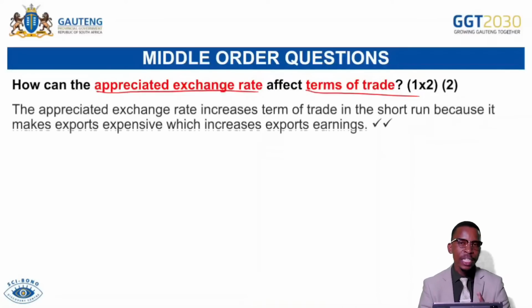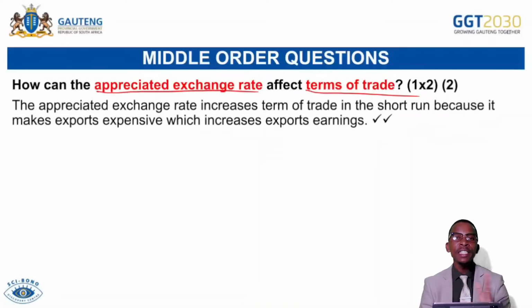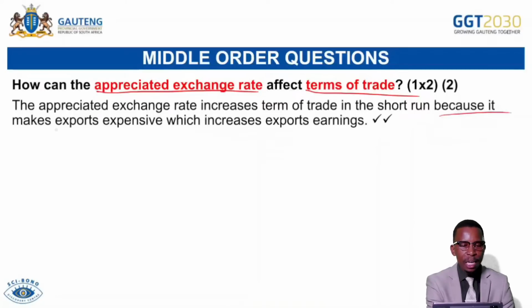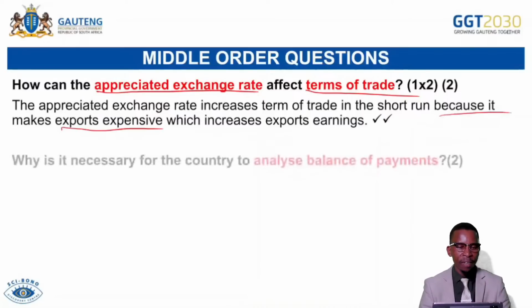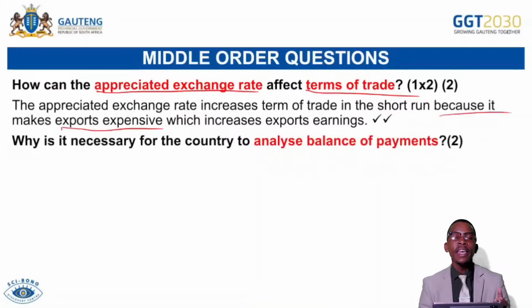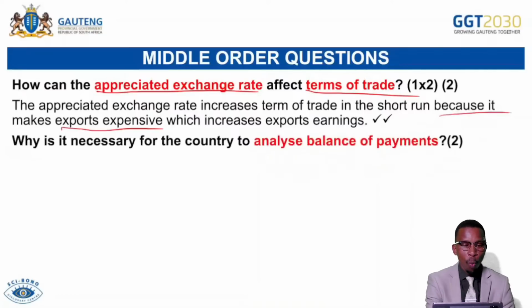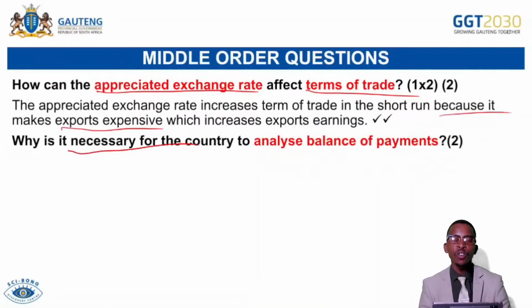So let's check the two ways in which you can answer, provided demand is elastic or demand inelastic, that you covered in your grade 11. The appreciated exchange rate increases the terms of trade in the short run because it makes exports expensive, which increases export earnings. So in the short run they can increase because there will be more export earnings due to the fact that our exports will be relatively expensive. Then in the long run, our terms of trade can decrease if our exports are demand elastic, because they can be replaced easily.